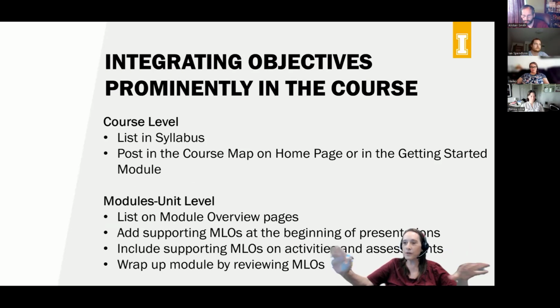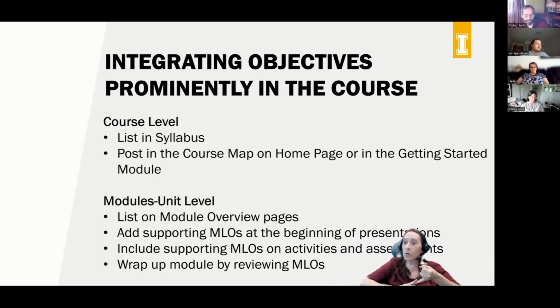Now, where should you put these objectives in the course? You've identified them, and by the end of this, you're going to have well-written objectives and outcomes. So where are you going to put them? At the course level, at the broad level, you're going to put them in the syllabus. First of all, list them in the syllabus.